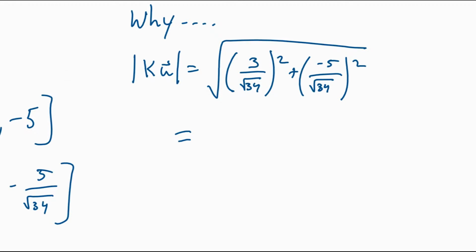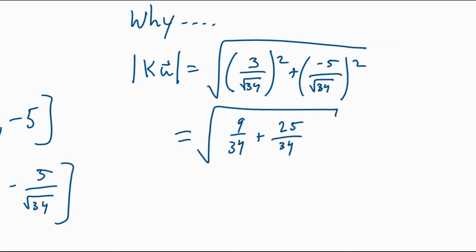Okay, so I'm going to write that out. So I get 9 over 34 plus 25 over 34. My denominator will always be the magnitude, and my numerator will always be that same sum that gave me the magnitude in the first place. So I end up with the square root of 34 over 34, which is root 1, which equals 1, which means it's a unit vector. So that's why this works.